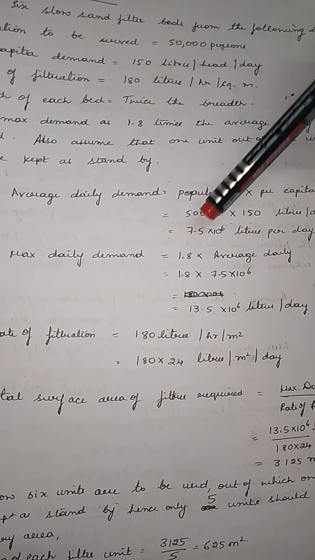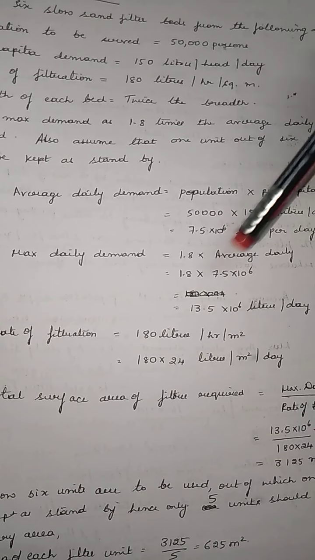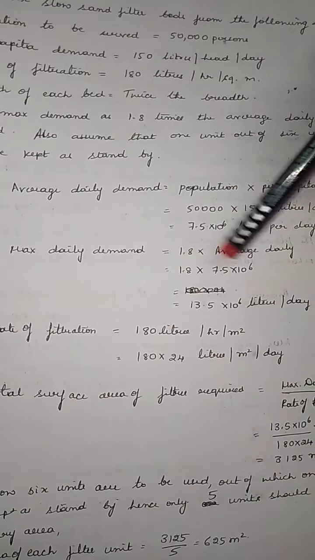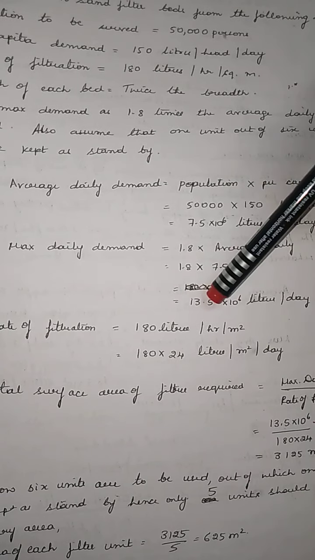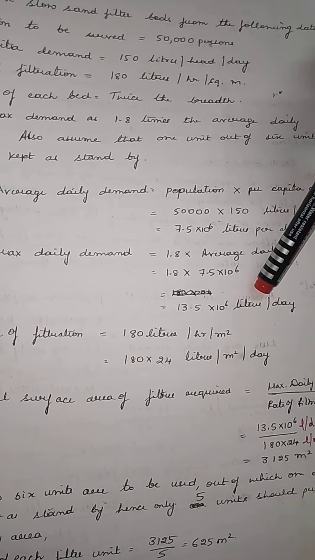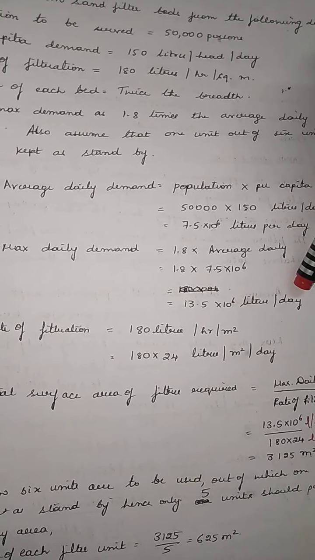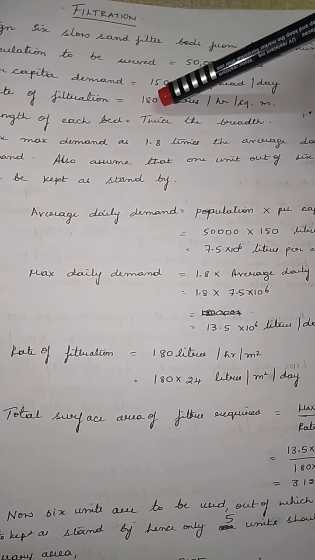Then the maximum daily demand is 1.8 times the average daily demand. What is the average daily demand? It is 7.5 into 10 to the power 6. So if we multiply 1.8 into 7.5, we get 13.5 into 10 to the power 6 liters per day. Now the rate of filtration is given to you in the problem.